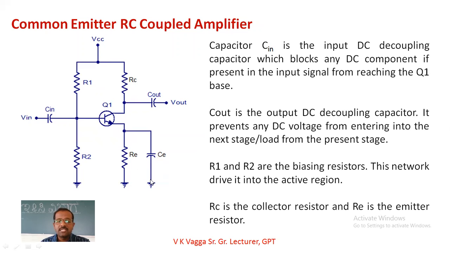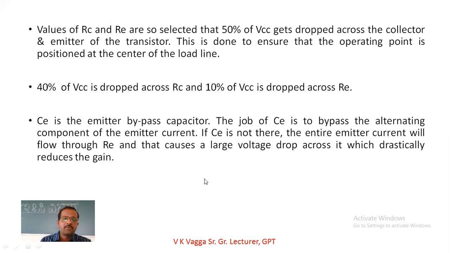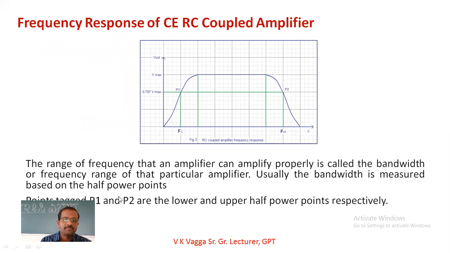It is used to bypass the AC component available at the emitter terminal. If it is not available, the gain is going to decrease. In order to increase the gain, CE has been used. Understood? This is about the RC coupled amplifier.